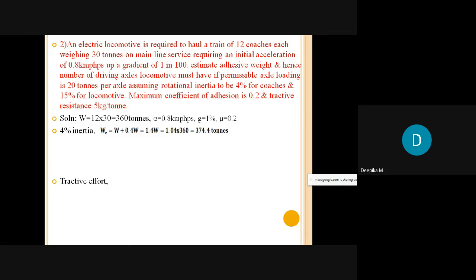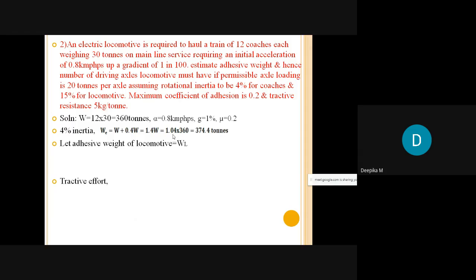Sorry, it is not 1.4, it is actually 1.04, correct? Because 4% means 1 W plus 0.04 W. So 1 plus 0.04 means it is 1.04. Sorry, I made a mistake over here. So therefore, it is 1.04 into 360, which is nothing but 374.4 tons.